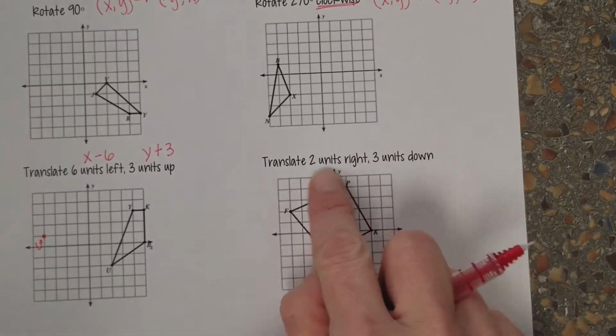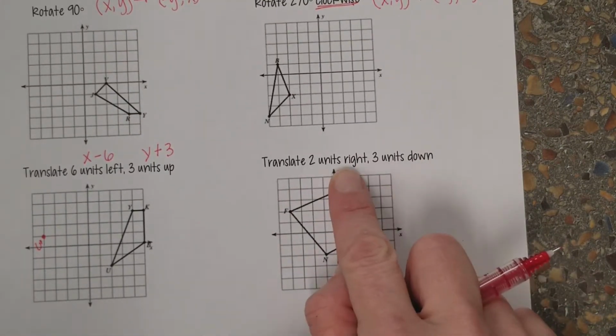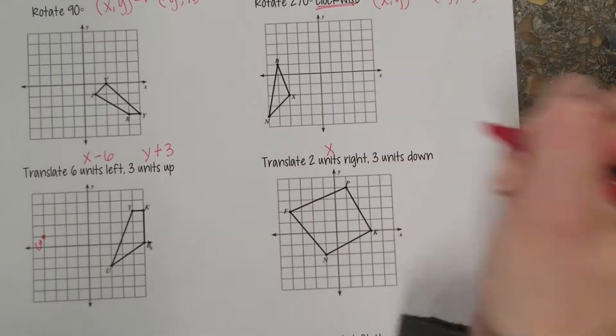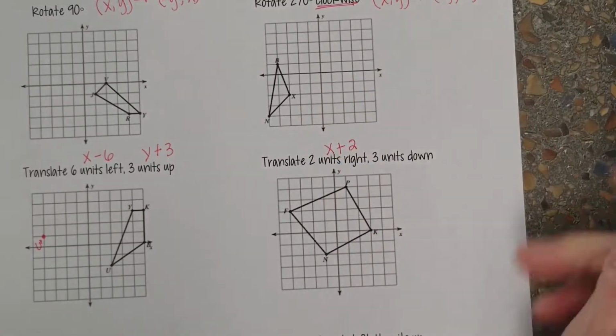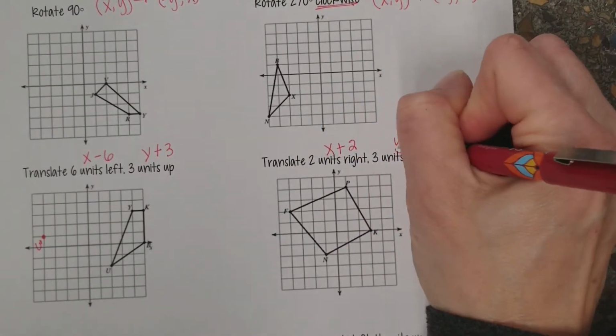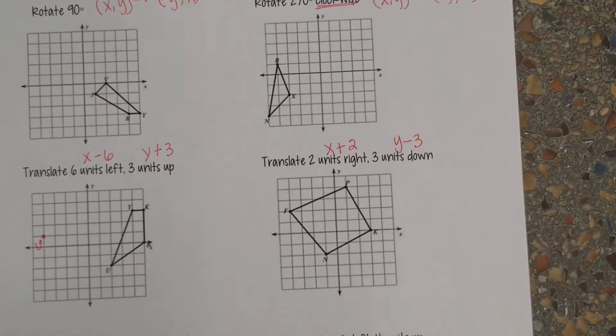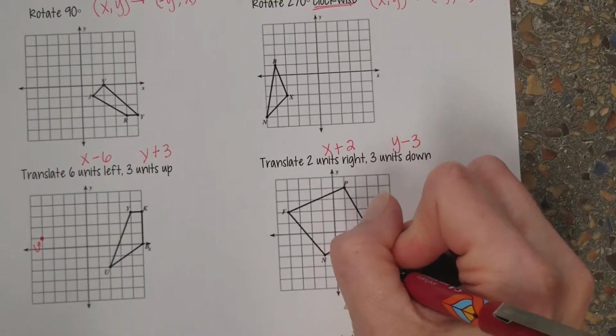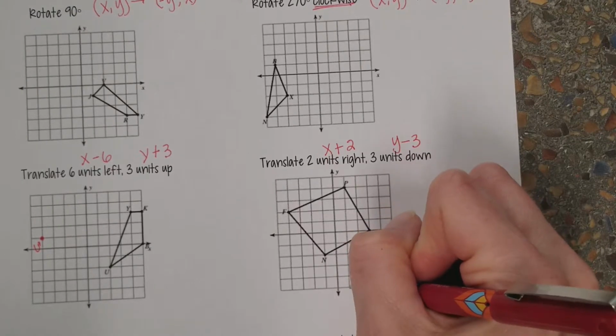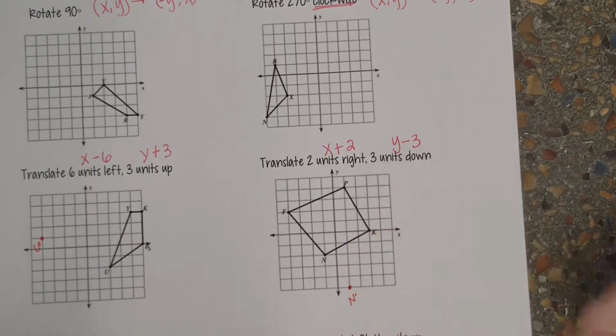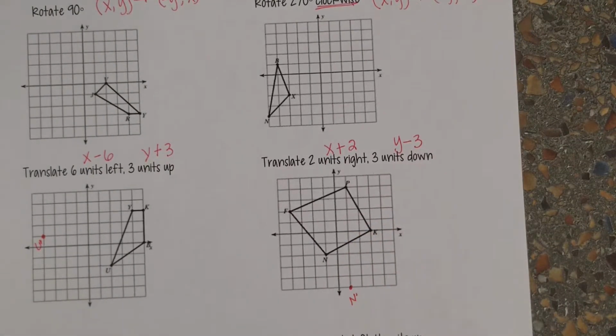This one, 2 units right, 3 units down. Right is positive, so you're going to take your X coordinates and add 2. This one is down, so you're going to take your Y coordinates and subtract 3. Or you're going to go right 2, 1, 2, down 3, 1, 2, 3. Okay? So that's some help on those.